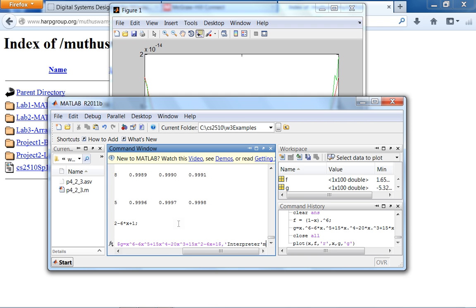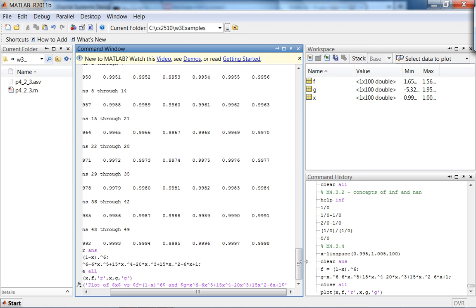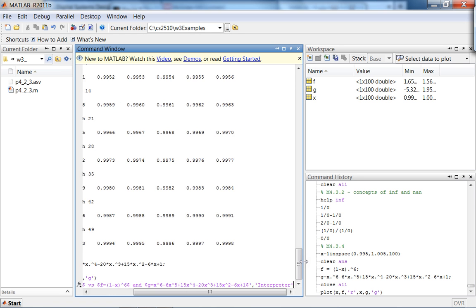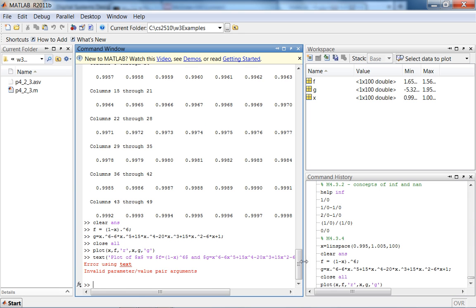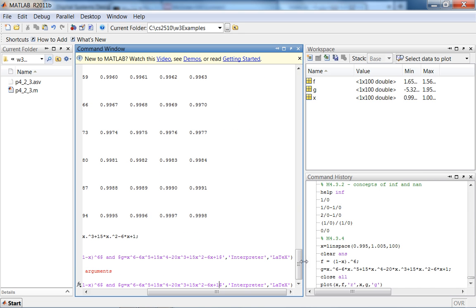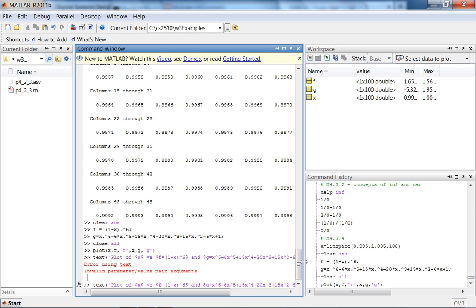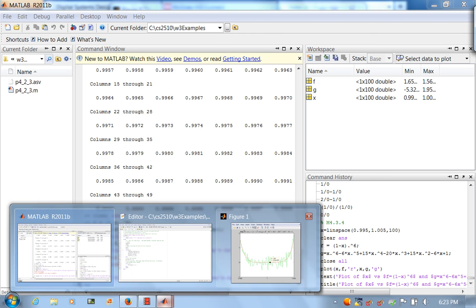So this is what I mean. Interpreter. What the heck? Oh, never mind. That's why it wasn't closing. So let me just maximize this. Interpreter LaTeX, and I recommend you learn LaTeX. Let's see. Invalid arguments. Oh, it's not text. I'm sorry, it's title. What am I typing?